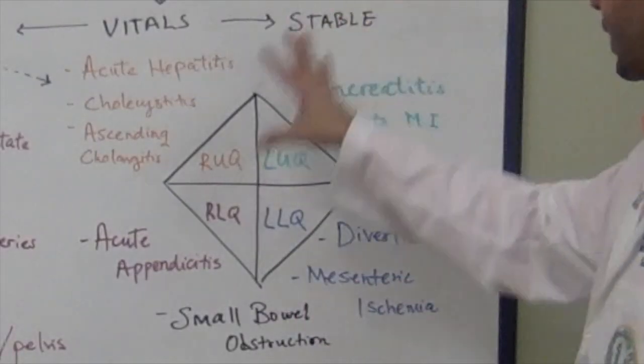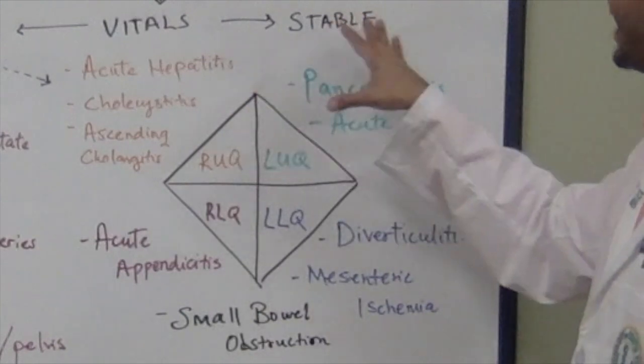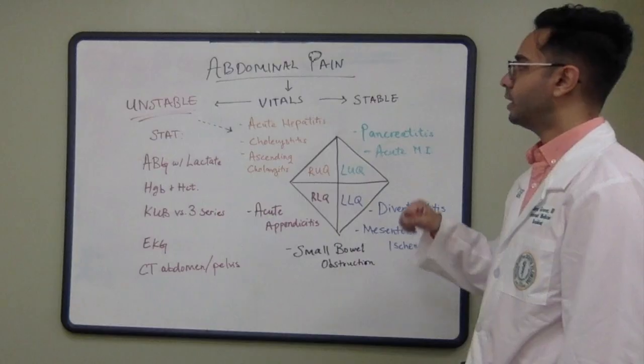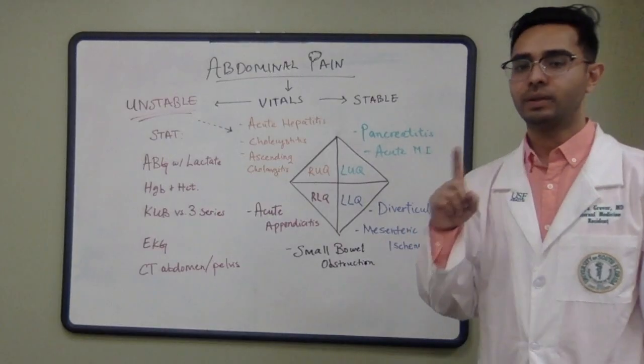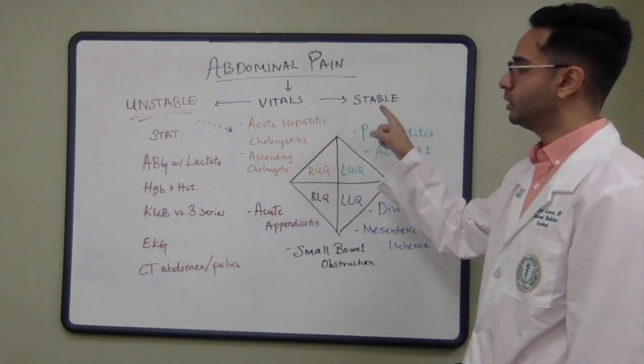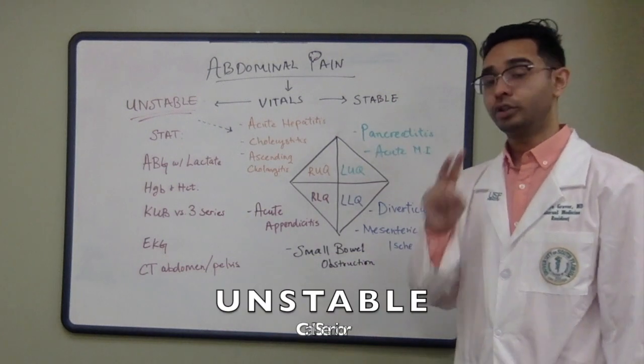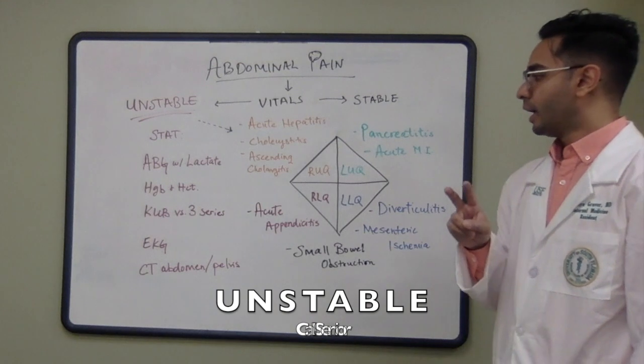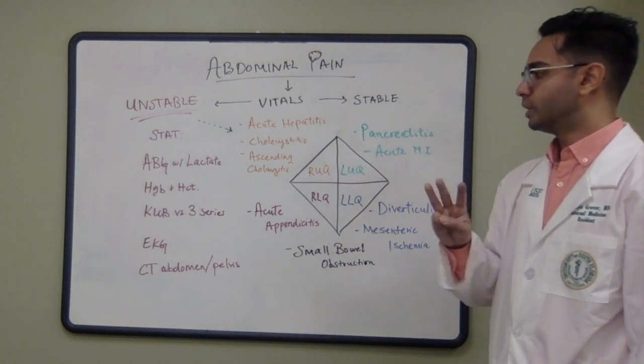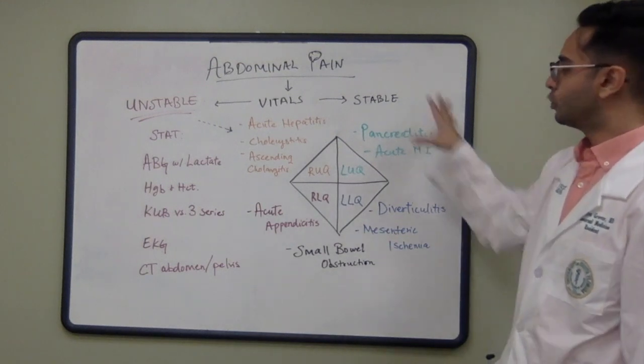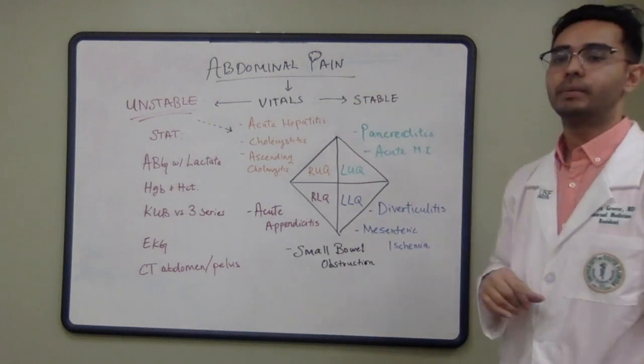So this is a good framework for how to deal with stable abdominal pain. Again, you want to assess if the patient is stable or unstable. If they're unstable, you want to alert your senior and also other consultants on the case. If they're stable, you have more time to go through this anatomic breakdown.